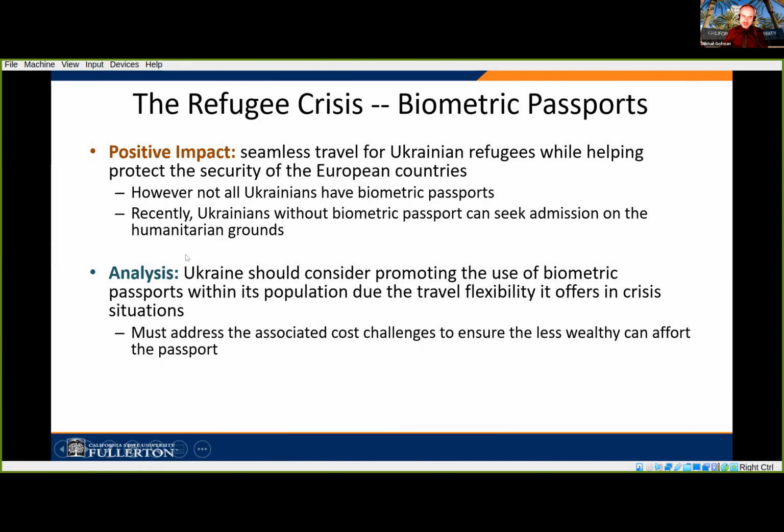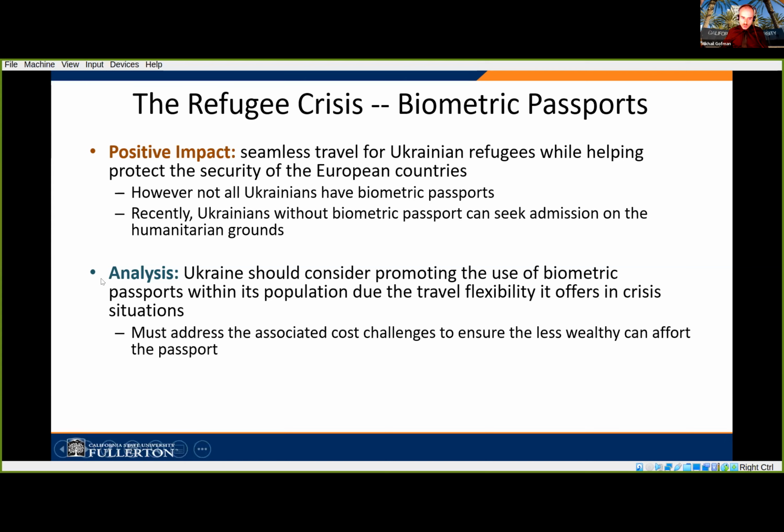Recently, this has become a little bit less of a problem, as Ukrainians without a biometric passport can seek admission to countries in Europe based on humanitarian grounds. This is a new regulation passed since the conflict has begun. However, it is reasonable to assume that the immigration process is more difficult for the Ukrainian refugees who don't have a biometric passport than for those who do.